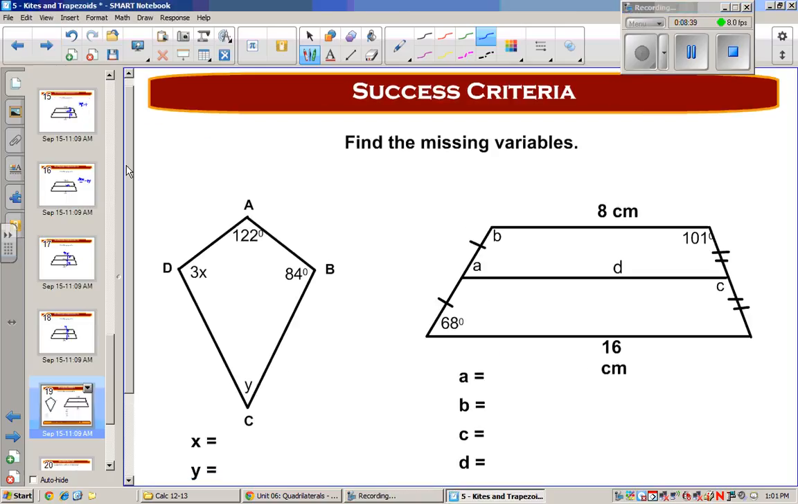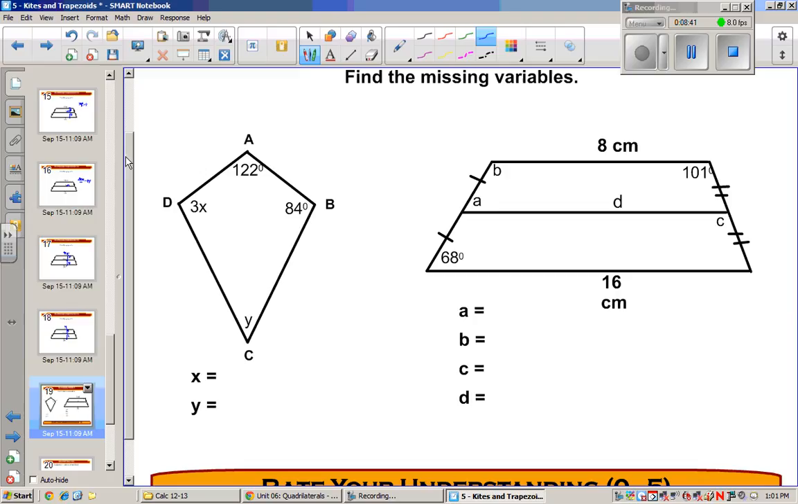So now all we have to do is the final two problems. Now in a kite, the non-vertex angles are congruent, so 3x has to equal 84. And so if I take 84 divided by 3, x is just going to be 28. Now in order to find y, I have to add up all of these angles. So I have 84 plus 84 plus 122 and subtract that from 360, and y is going to be 70 degrees.